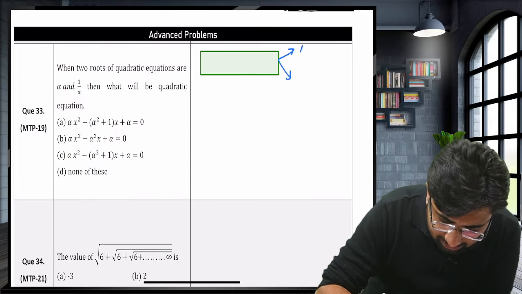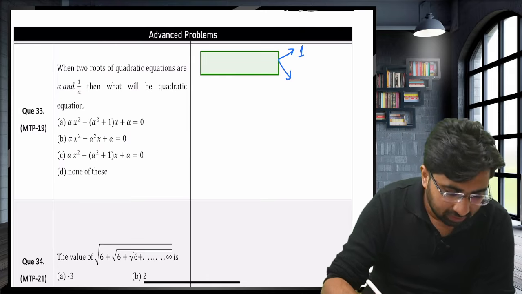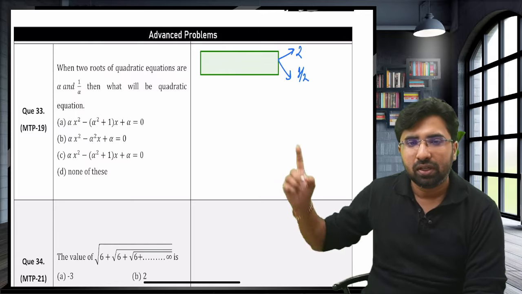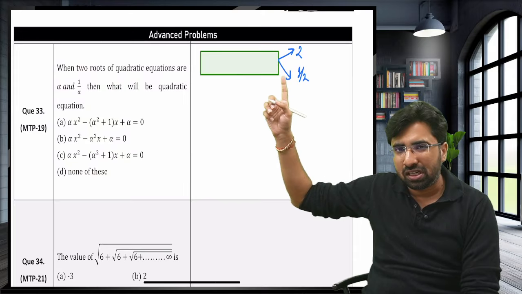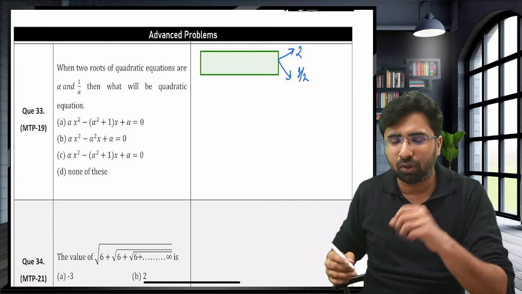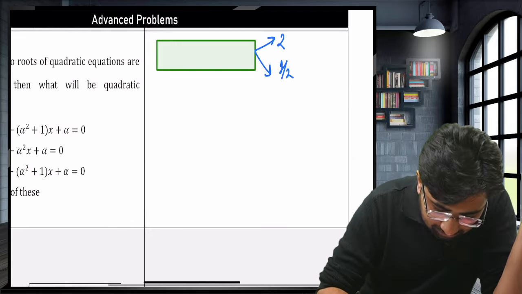I will say, let's assume one root is 1. Okay, let's assume one root is 2. What is the reciprocal of this? 1 by 2. Since you have assumed the roots which satisfy that one root is alpha and the other is 1 upon alpha, yes, if one is 2, the other is 1 upon 2. Can you form the equation? Yes, some equation we can form.